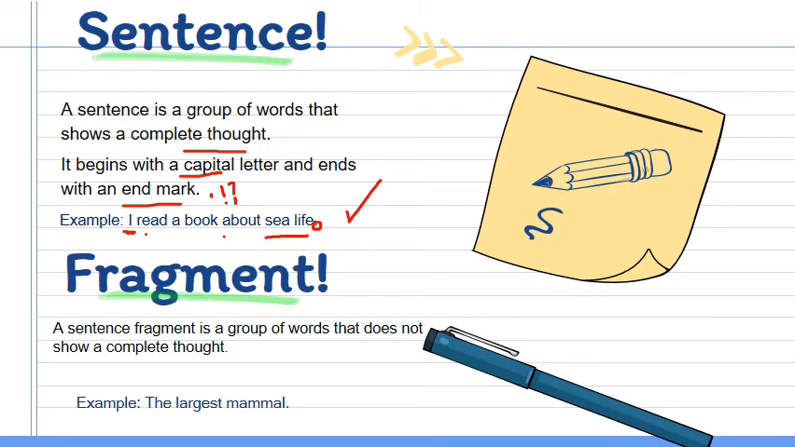Whereas a sentence fragment is a group of words that does not show a complete thought. What do I mean? Let's look at this example: the largest mammal. It begins with a capital letter and there is a period at the end, but there is a missing part. We have learned that in a sentence we have two parts, the naming part and the telling part. The largest mammal is the naming part. But what about the telling part? It's missing. Since one of these parts is missing, it doesn't make a sentence. We call it a fragment.